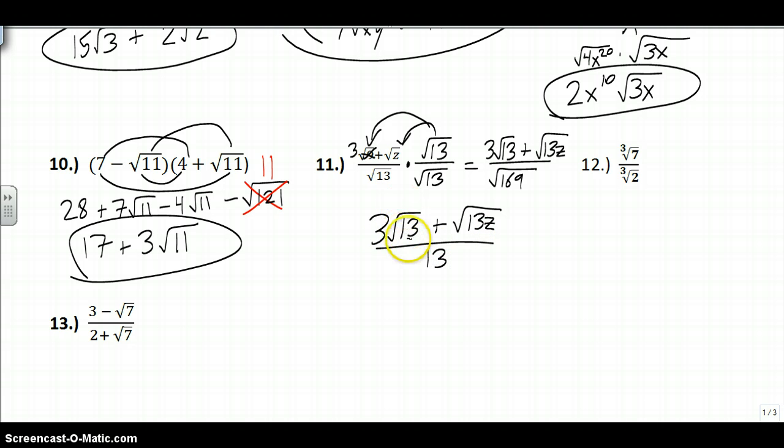And you might think, can I reduce anything, cancel anything out? Not here. That's it. Make sure your answer circle doesn't clip through your square root. That's it.